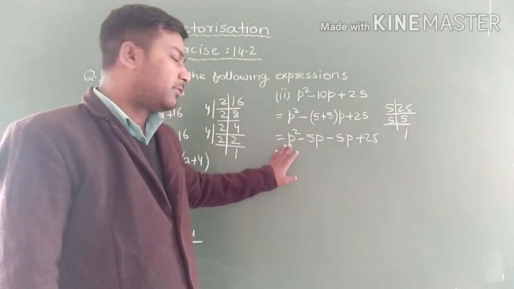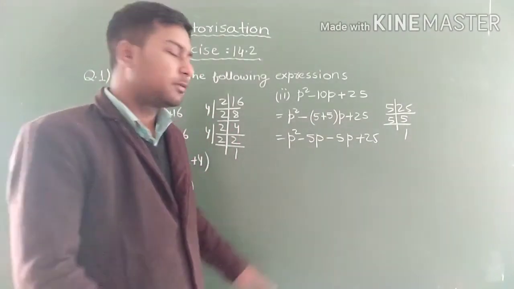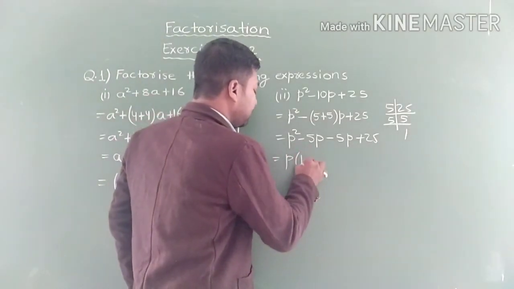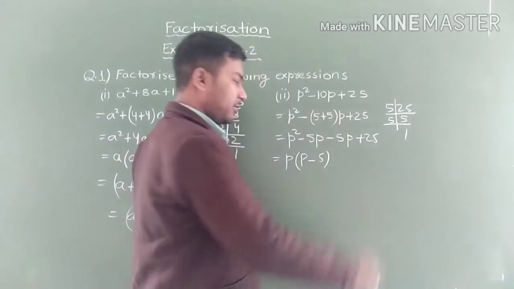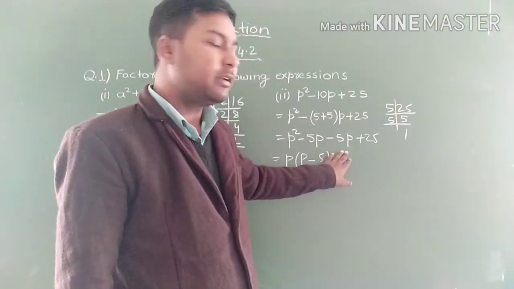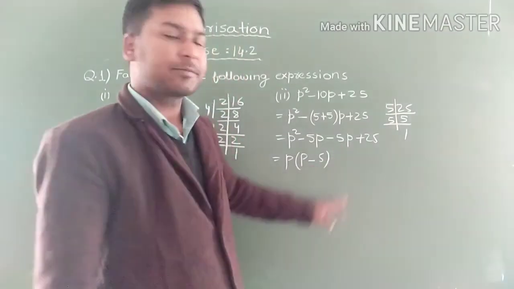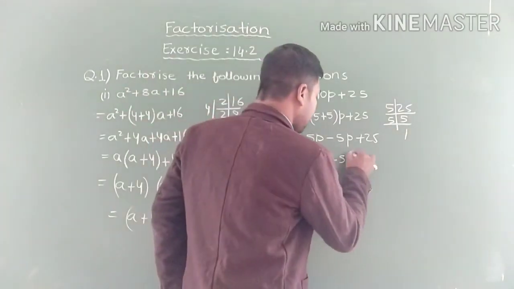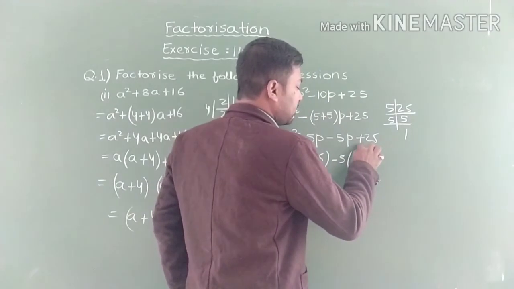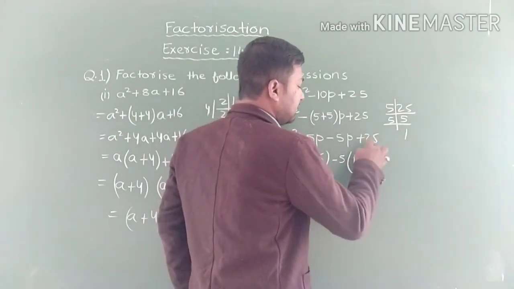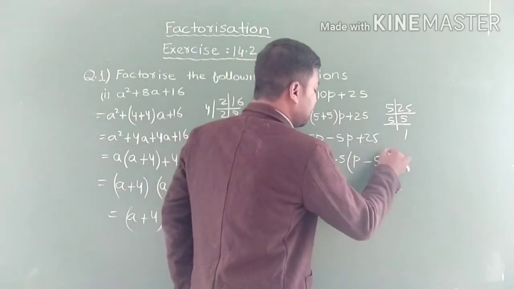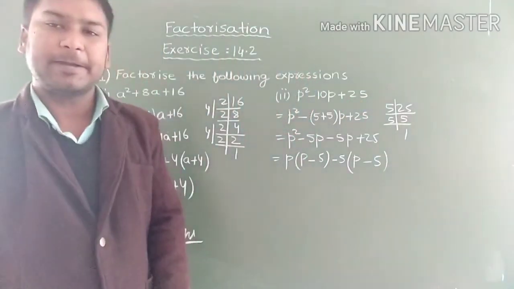Now in the first two terms we have to take common. P is common over here. So what is left? P is left, so p minus 5. Similarly, in the third and fourth terms, we have to take common. So minus 5 is common. What is left? P is left. And minus 5 is common, so 25 is given here. One minus is common and another minus is left here. So p minus 5.